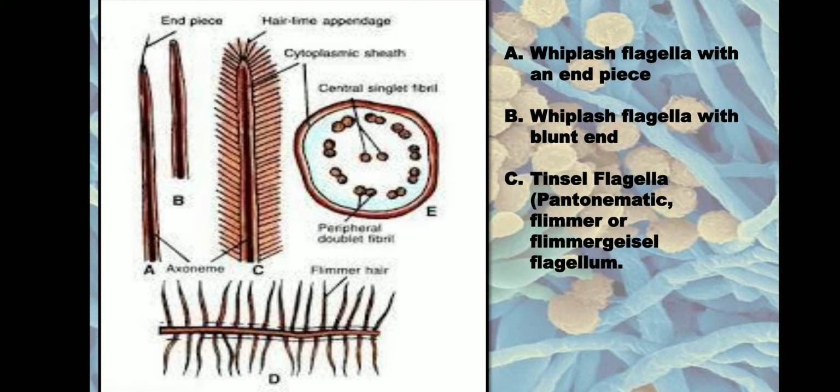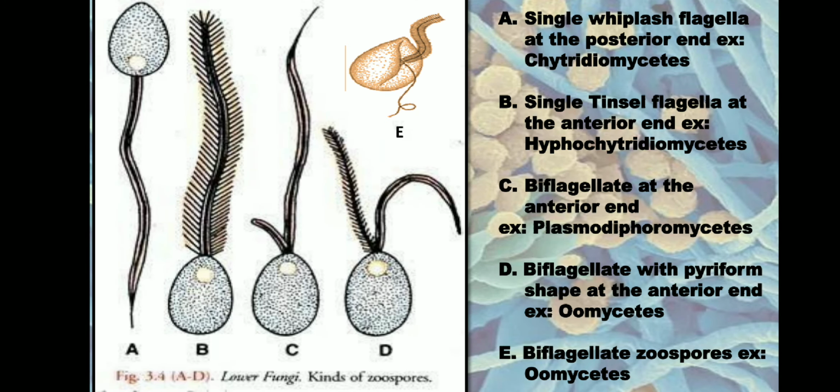The whiplash flagellum is also called acronematic or peitschen-geissel flagellum. The arrangement of flagella is known as flagellation. Let us now look into the different types of flagellation usually seen in the reproductive cells of the fungi. The first type is a single whiplash flagellum seen at the posterior end of a reproductive cell. The back end is called the posterior end and the front end is called the anterior end. The first type is the single whiplash flagellum at the posterior end, which is usually seen in the reproductive cells of the chytridiomycetes.